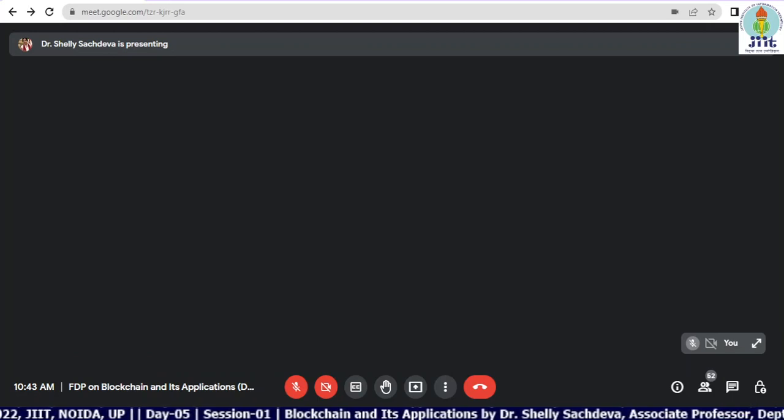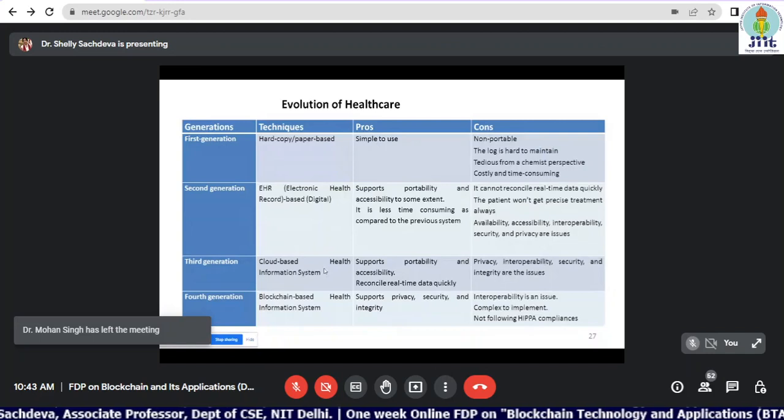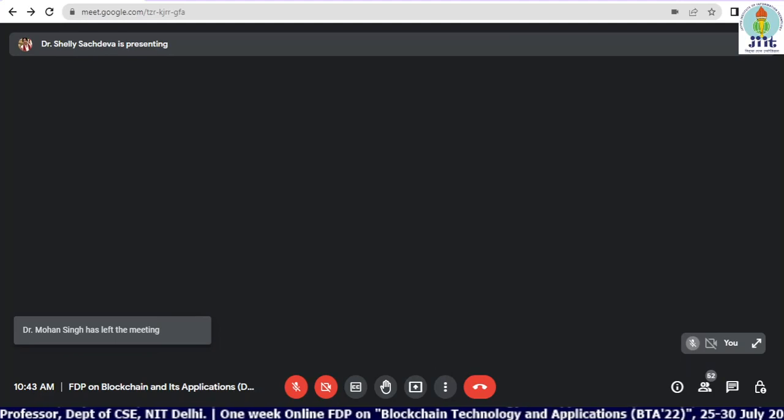So whatever disadvantages we encountered in the third generation, in order to cater to those privacy, interoperability, security, and integrity issues, the blockchain came into existence and says, I'll cater to your privacy, I'll cater to your security, and I'll ensure the integrity of the records also. It's not that health information systems of the second or third generation are not providing privacy. We can anonymize the data and release it for research purposes, but there is still the risk that your data is breached.